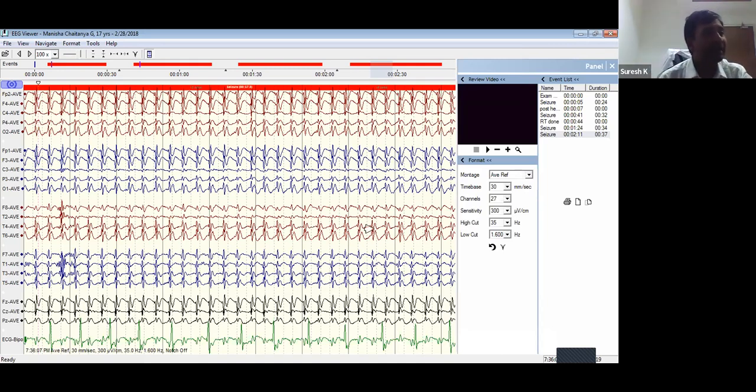And the hallmark of the absence is abrupt, brief, and severe impairment of consciousness with total or partial unresponsiveness. Automatisms are frequent, usually occurring 6 to 10 seconds after the onset of the EEG discharge, but they are very mild, simple automatisms. And mild myoclonic elements of the eyelids are common.